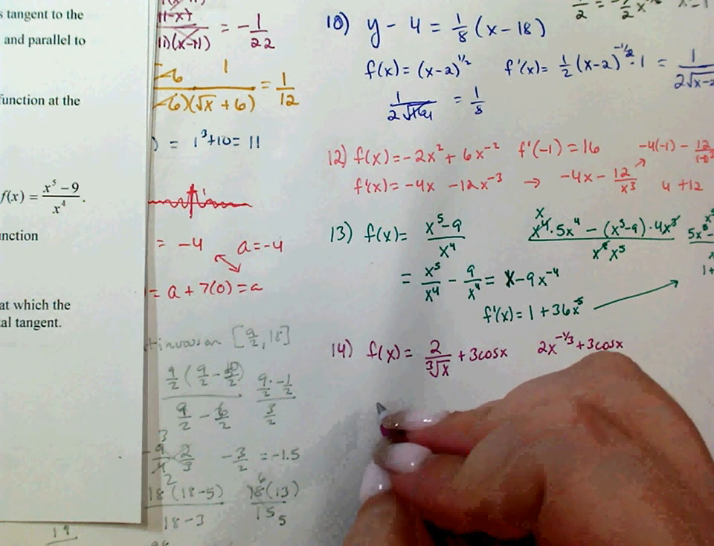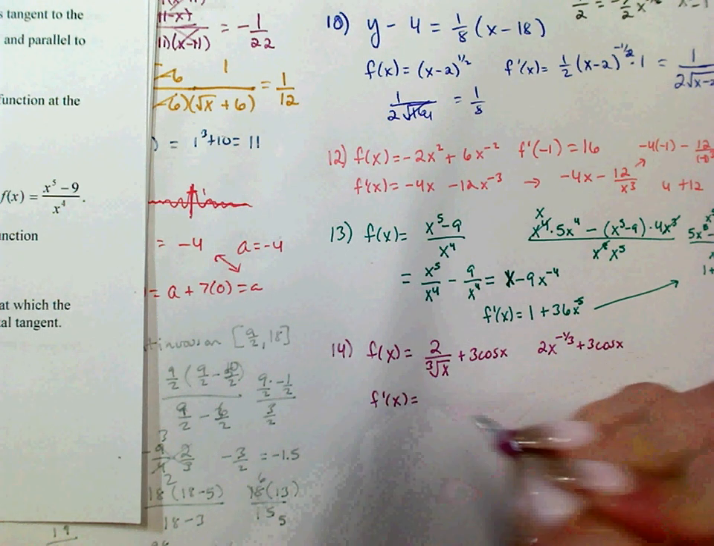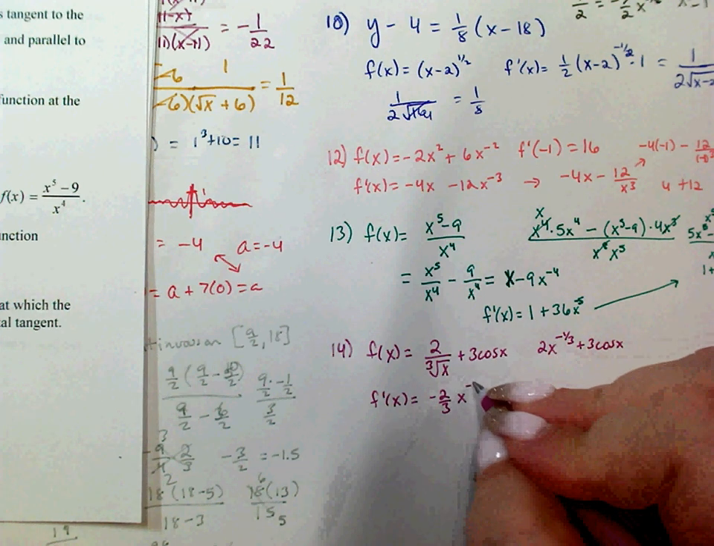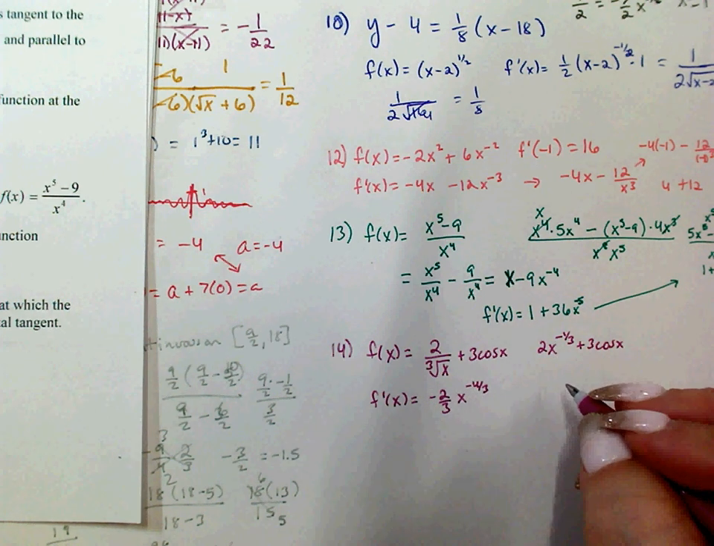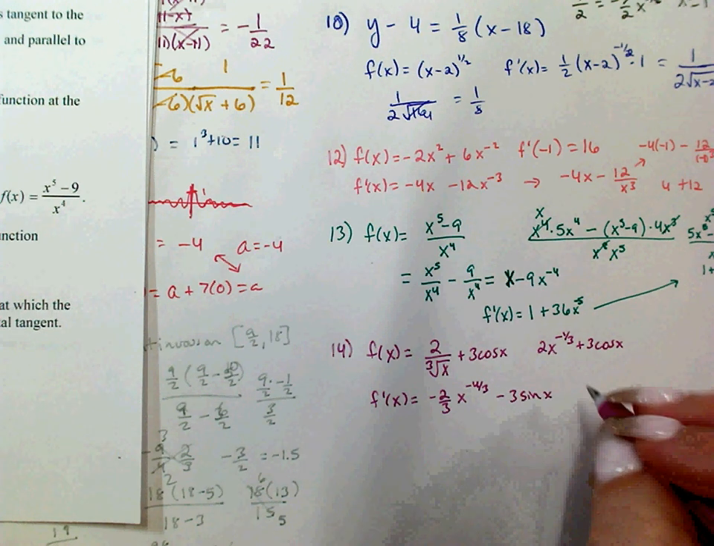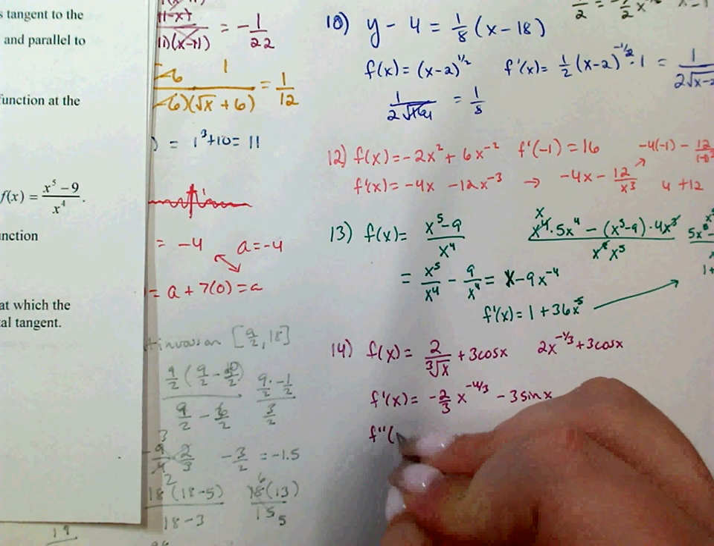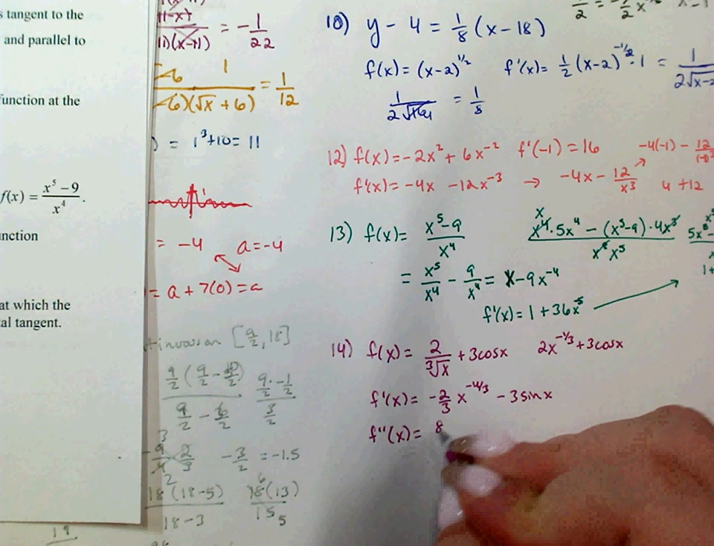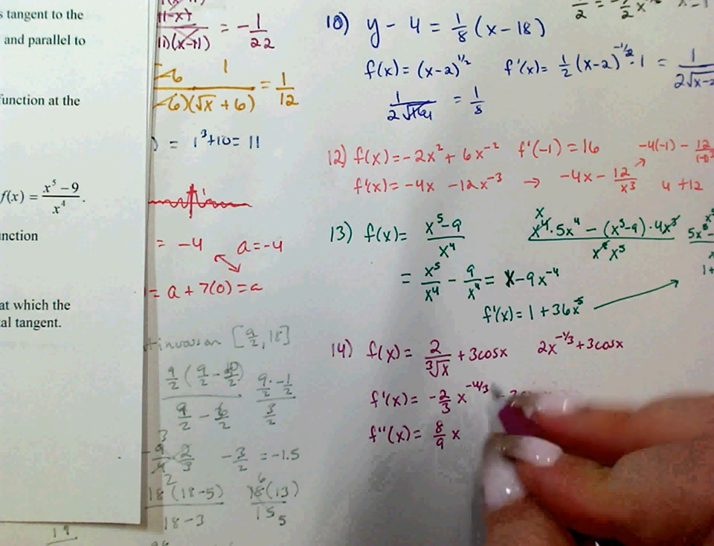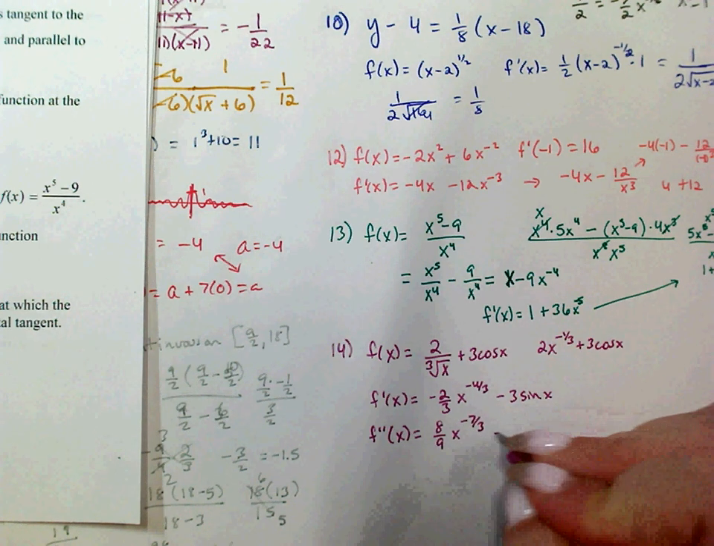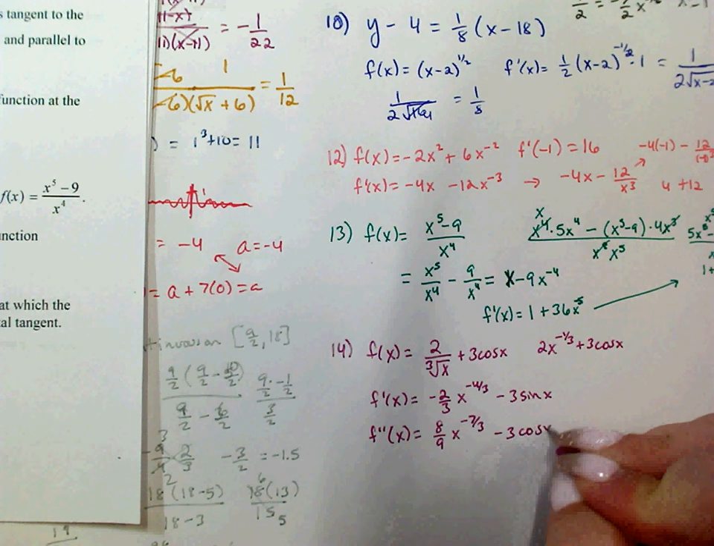So f prime of x is negative 2/3 x to the power negative 4/3, and the derivative of cosine is negative sine, so negative 3 sine. And then f double prime, we bring the power down to the front, so that becomes positive 8/9 x to the negative 7/3, and then the derivative of sine is cosine, so minus 3 cosine of x. And there we go.